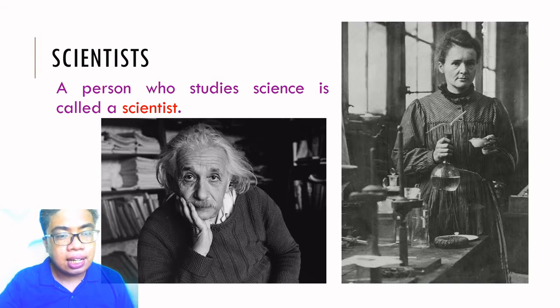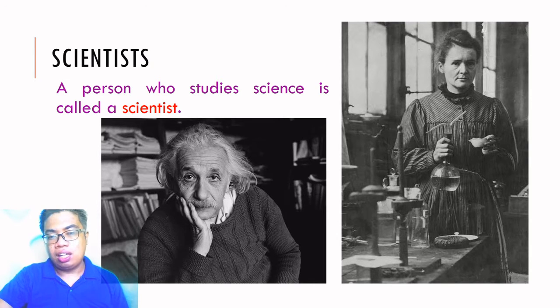A scientist is a person who studies science. Shown here are two of the most prominent scientists of the 20th and the 19th century. For the 20th century, we have Albert Einstein. Albert Einstein proposed the theory of relativity, and he is known in the field of physics. On the other side, you have the only woman who had two Nobel Prizes for chemistry, and that is Marie Curie. She is known for discovering a lot of radioactive substances that have been applied in many areas of medicine and technology today.